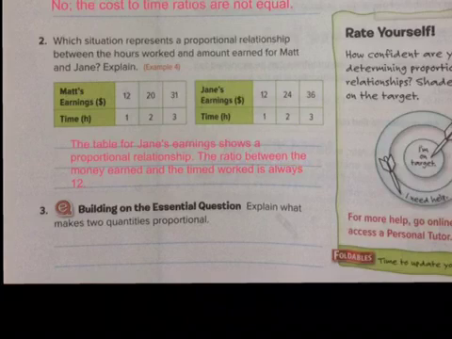The ratio between the money earned and the time worked is always 12. Please put a star right there and right there.